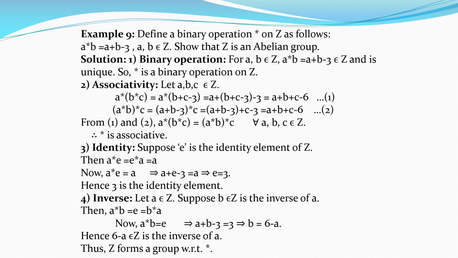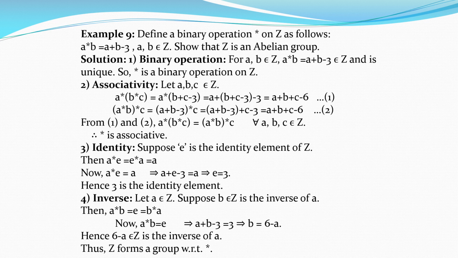Now already we have seen the definition of group. A non-empty set G together with a binary operation star is a group if star is associative in that group, identity element exists and inverse exists for every element. Now see the next example. Define a binary operation star on Z as follows. A star B equal to A plus B minus 3, where A, B belong to Z, meaning A and B are integers. Show that Z is an abelian group.